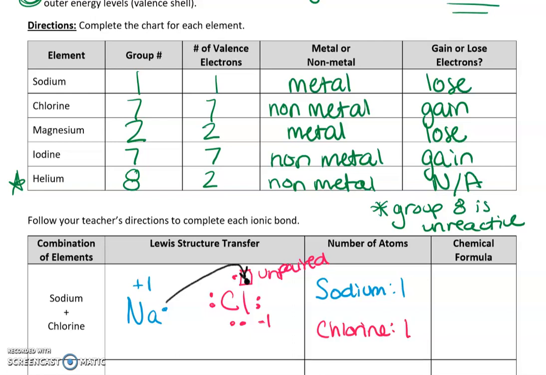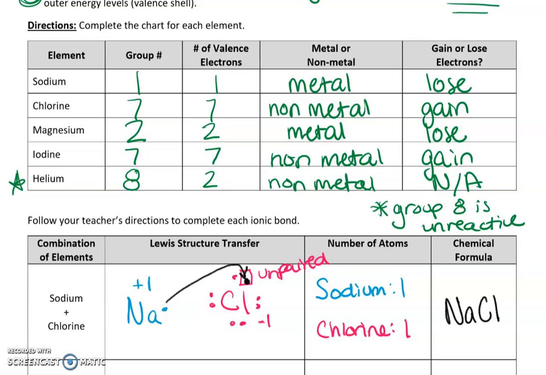We have 1 chlorine atom as well. So when we are writing chemical formulas, we are going to actually merge the atomic symbols. So we are going to put the metal first. So it is NaCl as our chemical formula. Because we have 1 of each, we are done with our chemical formula, and we're actually done looking at how this bond is formed.